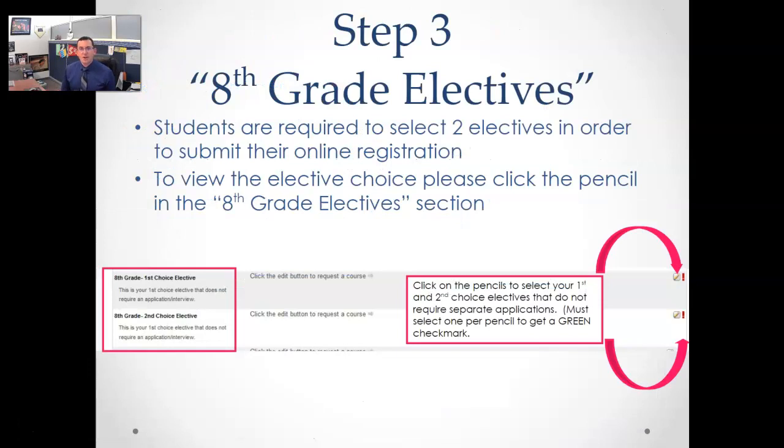Our next step here is our elective course. So again, we've got our first choice electives and our second choice electives. The list will be the same. It's just what do you want to do most of all, and then what do you want to do second most of all.